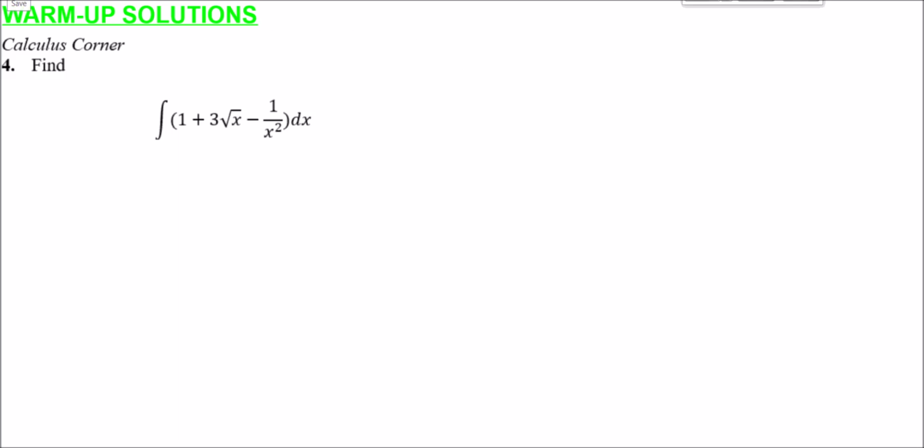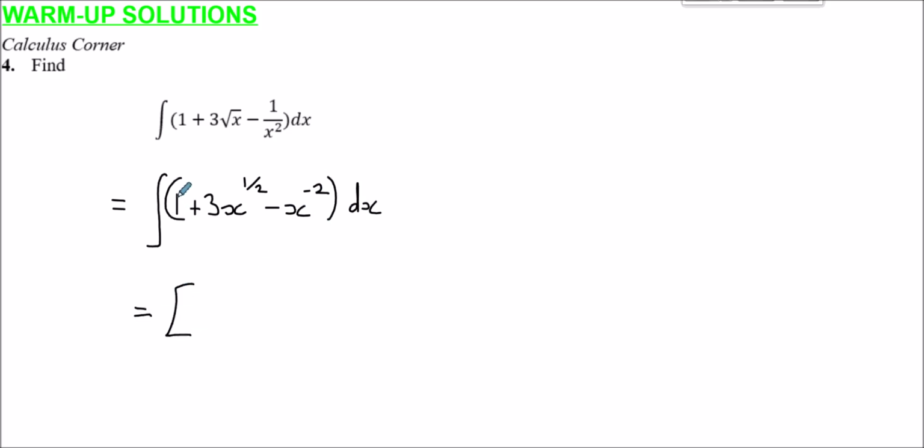Finally, for the warm-up, question 4, Calculus Corner, we need to work out this indefinite integral. And so what I'd suggest we do first of all is to write this down in index form. And so we've got 1 plus 3x to the half. The square root is the same as power half. And then 1 over x squared is the same as x to the power minus 2. And so this is what we need to integrate.